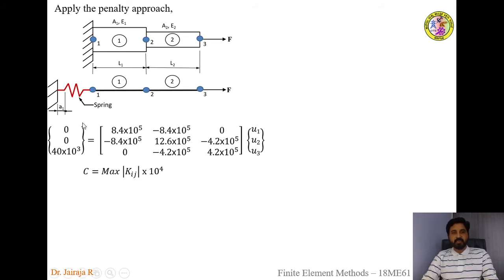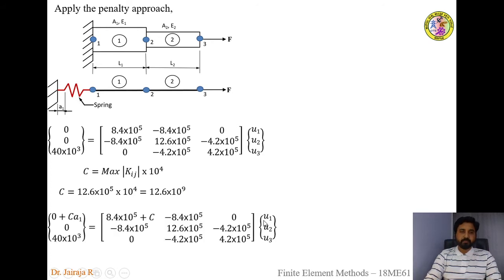So how to find the C value, the stiffness of the spring? Here C is equal to maximum of Kij into 10 raised to 4. Here we need to see which has the maximum stiffness value in the global stiffness matrix. So the maximum stiffness value is 12.6 into 10 raised to 5. We need to consider this value and multiply it by 10 raised to 4. Even higher values can also be considered. For easy simplification, I consider 10 raised to 4. Then C value is 12.6 into 10 raised to 5 multiplied by 10 raised to 4. It becomes 12.6 into 10 raised to 9.